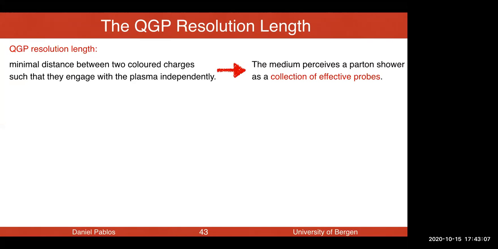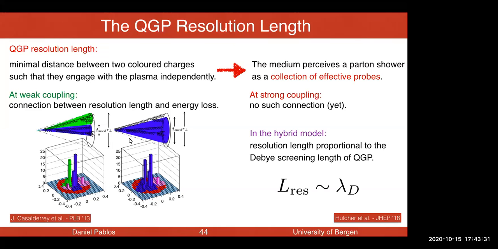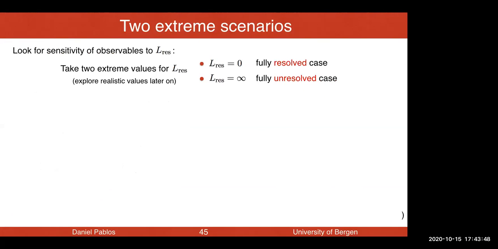So what we did within the hybrid model is to assume a picture in which the resolution length of the QGP can be described as the minimum distance between two color charges such that they engage with the plasma independently. In this way, the medium perceives the parton shower as a collection of effective probes. At weak coupling, there's a clear connection between resolution length and energy loss. However, at strong coupling, there is no such connection yet. And in the hybrid model, we argued by physics of screening that this resolution length should be proportional to the Debye length. We test two extreme cases.